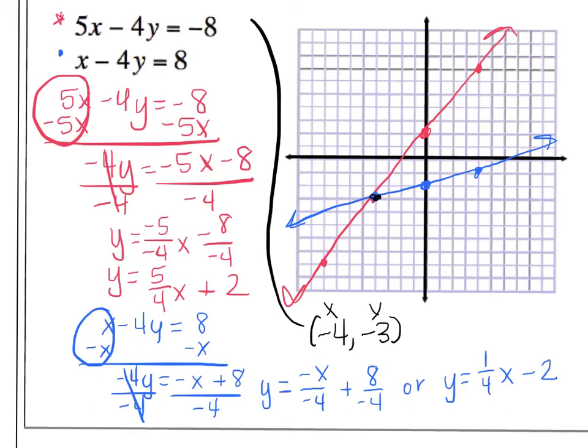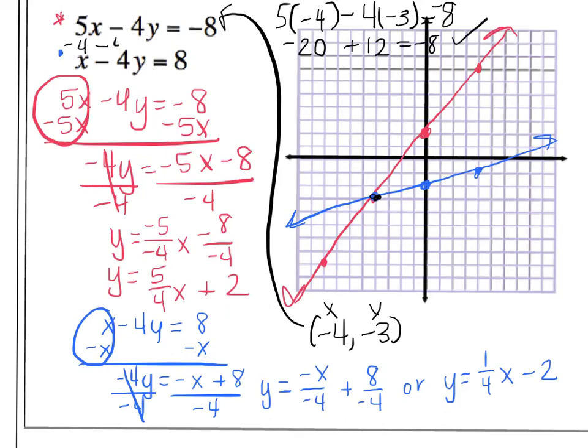If you want to, you can go back in, plug them in, see if it works. So you've got 5 times negative 4 minus 4 times negative 3, and see if that equals negative 8. Negative 20 plus 12 does equal negative 8. And on the other one, negative 4 minus 4 times negative 3 equals 8. Negative 4 plus 12 does equal 8. So that one checks out.